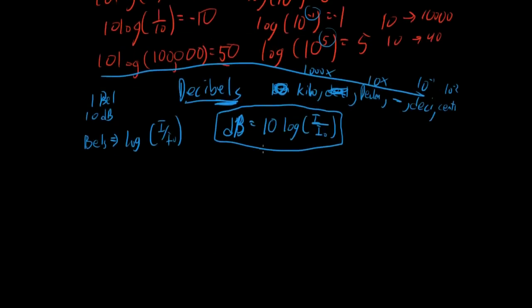So what we're going to do then is, let's just do a quick little equation here, and let me emphasize what this is. So this I naught is equal to 10 to the negative 12th watts per meter squared. And this I naught, by the way, is not moment of inertia, it is called intensity. And it is measured in watts per meter squared.